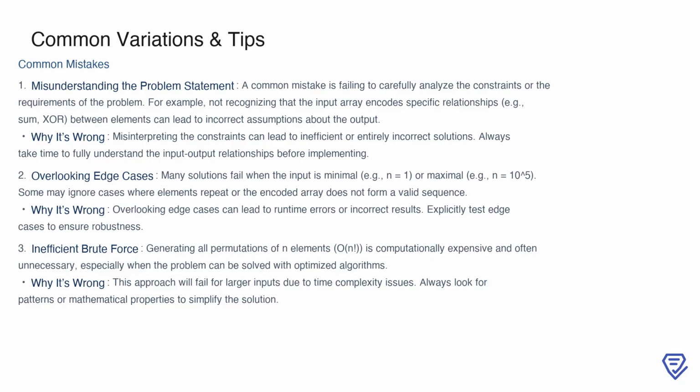Another common pitfall is overlooking edge cases. For example, minimal inputs, such as when n equals 1, or maximal inputs, like when n is 100,000, can break solutions that aren't robust. Some solutions may also fail if the encoded array doesn't form a valid sequence, leading to runtime errors or unexpected results.